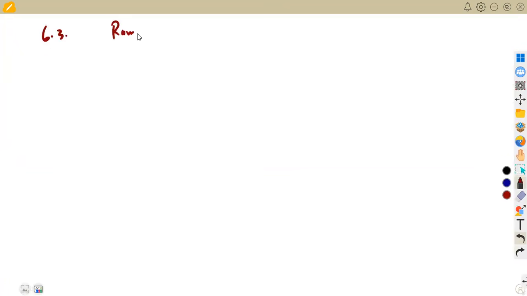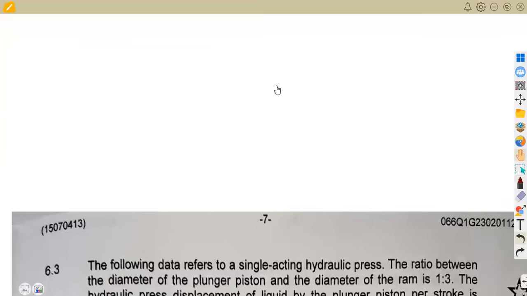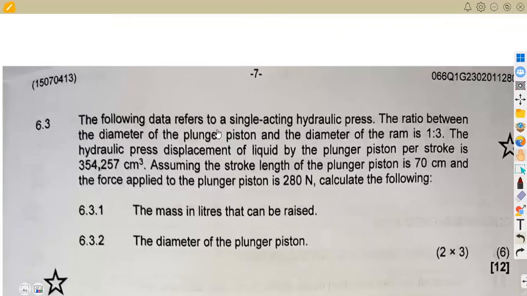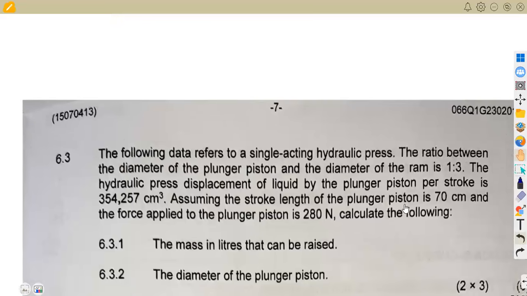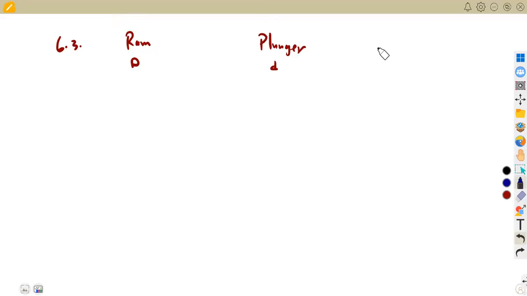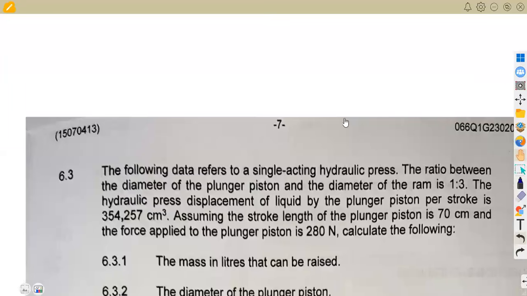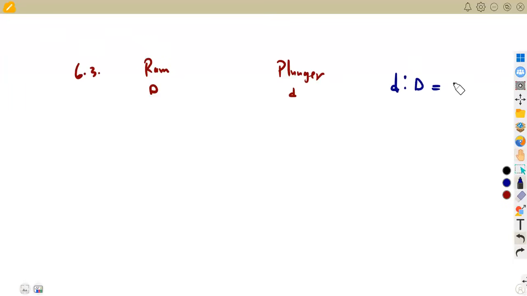So again, we are considering the ram and the plunger in this case. All right, so there we are given the diameter ratio. The ratio between the diameter of the plunger and the diameter of the ram is 1:3. All right, so we've got the plunger and the ram. So here you've got the diameter d and you've got the capital D. So they are saying the ratio between, take note, the plunger and the ram. So we are going to have the plunger to the ram. That is how we are going to have it, which is 1:3. So the ratio there is given as 1:3. What does it mean? It means d is 1, this D is 3.